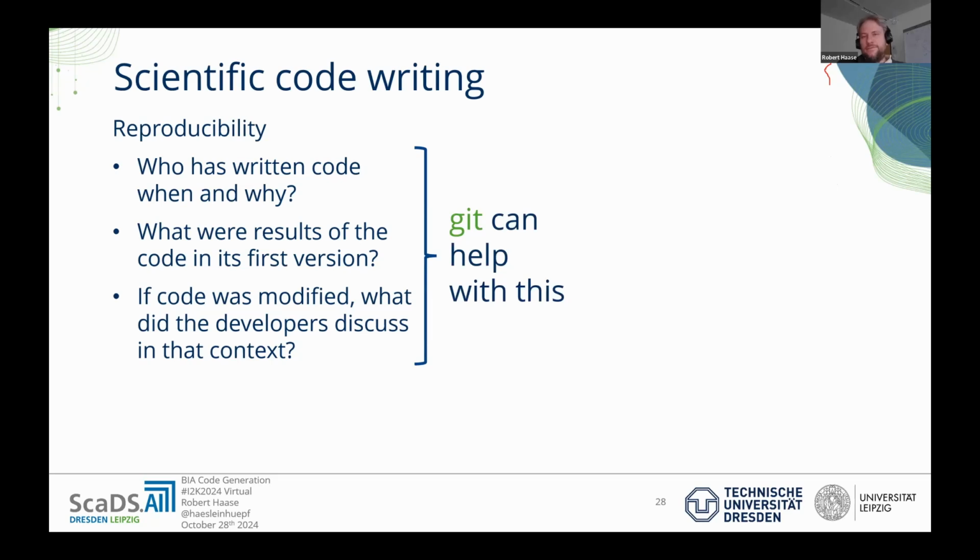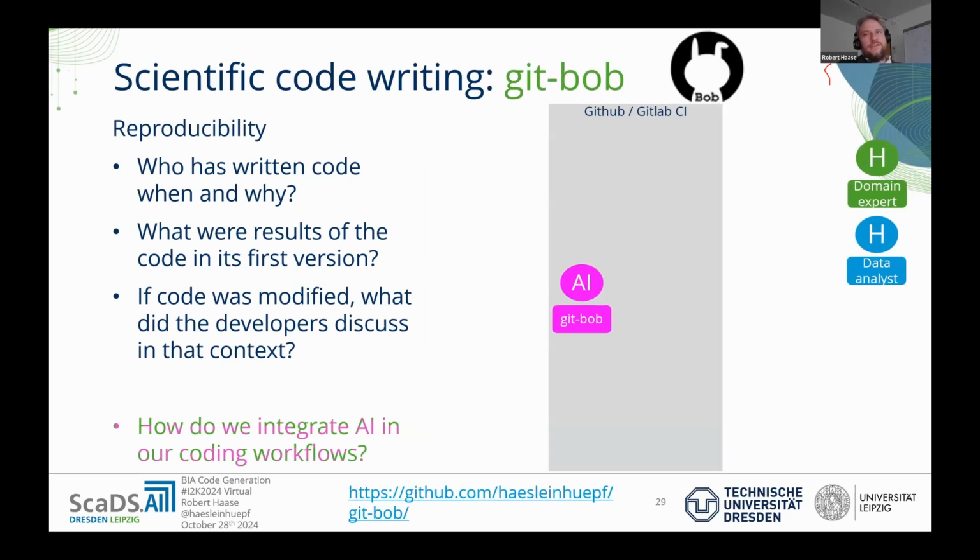And this is where Git or github.com can help us, because it basically keeps a history of projects while they are developing. That's why using Git, using version control for scientific data analysis projects is good scientific practice, I would say. And if we want to integrate artificial intelligence in our coding workflows, Git can help us with this as well. And this is basically where git-bob comes into play.